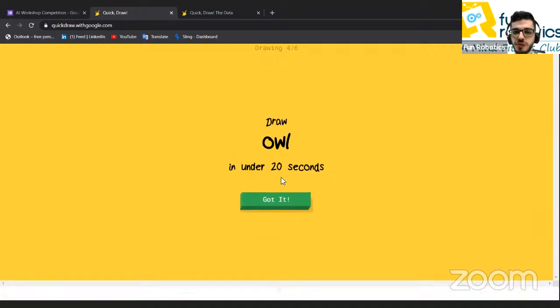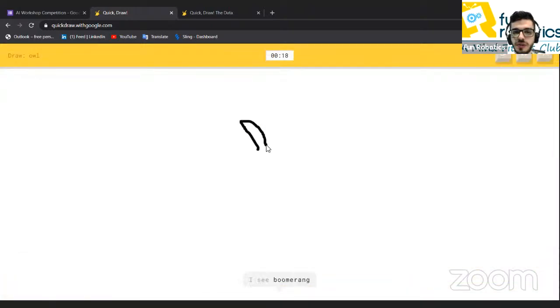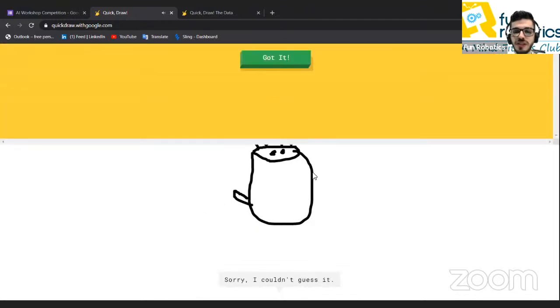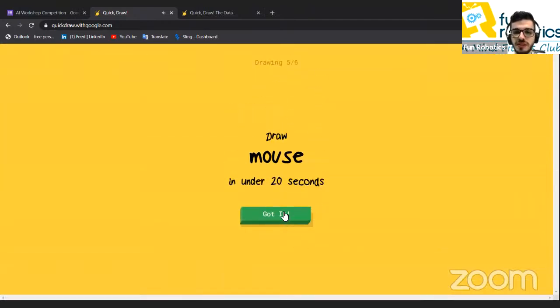So now I'm going to draw an owl. I see boomerang. Or baseball bat. It's a bit tough. Or cherry. I see shoe. Or rabbit. Or French fries. Or banana. I see dog. I'm very terrible at drawing, as you can see. Or backpack. Or monkey. Or bear. Or duck. Sorry, I couldn't guess it. It did not guess an owl.